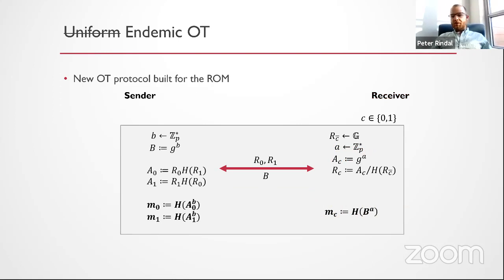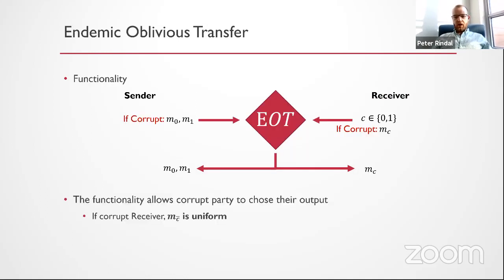And one option would be to give up on this idea of having one round oblivious transfer. The other option is to simply redefine the functionality so that such attacks are allowed. And that's exactly what we do when we define endemic oblivious transfer, in that whoever is corrupt is able to choose their output message. So if the sender is corrupt, they choose both messages, and if the receiver is corrupt, they choose theirs.